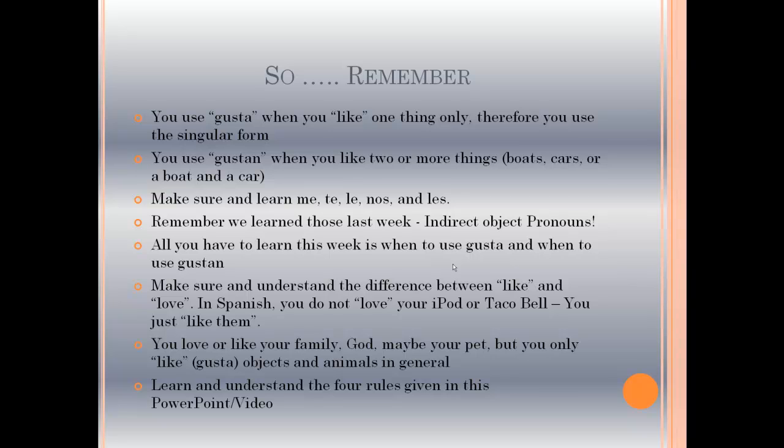Remember, question marks is just a statement with the 2 question marks. Very important that you use the 2 question marks. Okay, you cannot just put one at the end. All right.